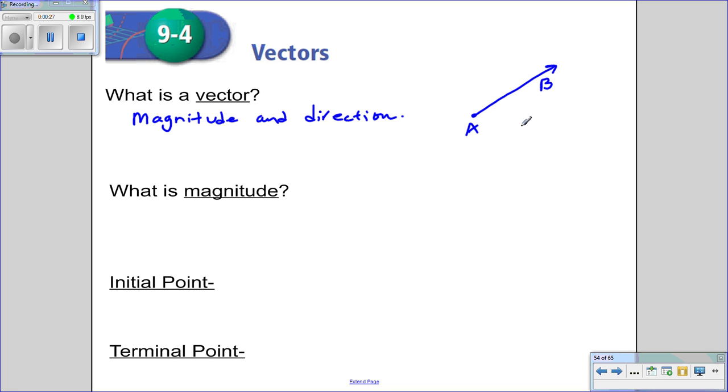Okay, how we name a vector is just like we do a ray, except on top of it, we only put half the arrow on top, so it's like a little harpoon type thing. Okay, so that represents a vector. There are many models of vectors, but it's something that has magnitude and direction. Okay, magnitude is the distance from the initial point, which is the starting point, and the terminal point, which is the ending point.